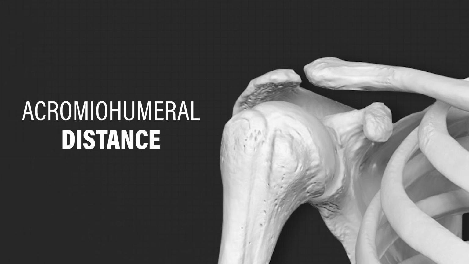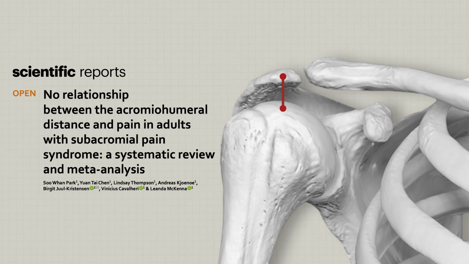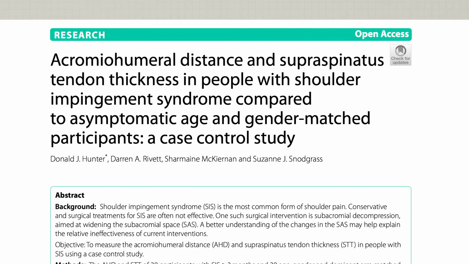For the next 2 papers, it's helpful to know that the acromio-humeral distance, the distance between the acromion and humeral head, is just one way of measuring and describing the subacromial space. A systematic review by Park et al. in 2020 found no relationship between the acromio-humeral distance and pain in adults with shoulder pain. A study by Hunter et al.